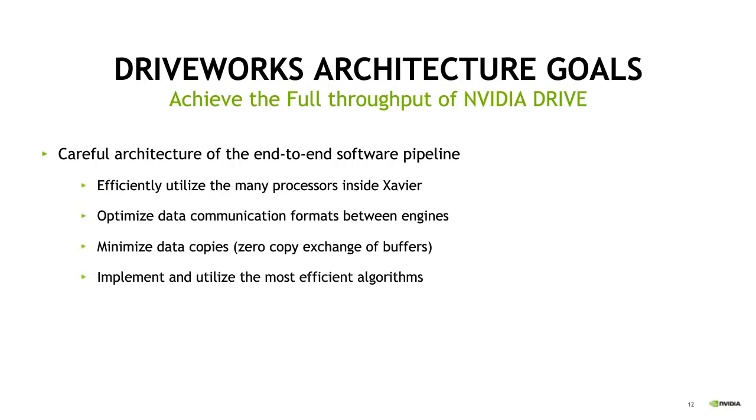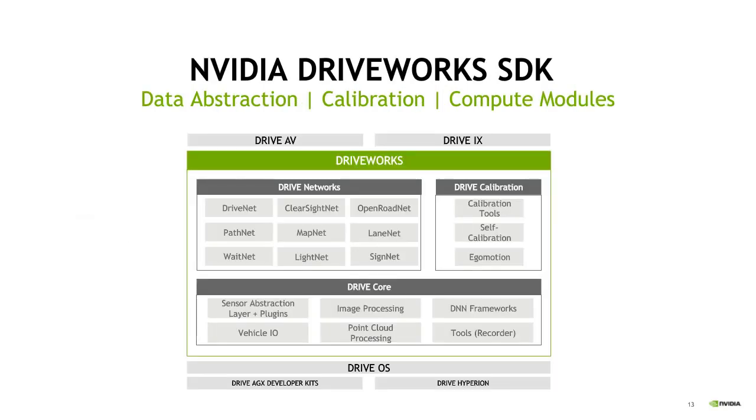Focusing on DriveWorks just a bit further, you'll find that it comprises 3 major functional areas: Drive Core, Drive Calibration, and Drive Networks. Drive Core contains the modules and tools needed to acquire and process sensor data, interface with the vehicles, and perform other low-level functions.